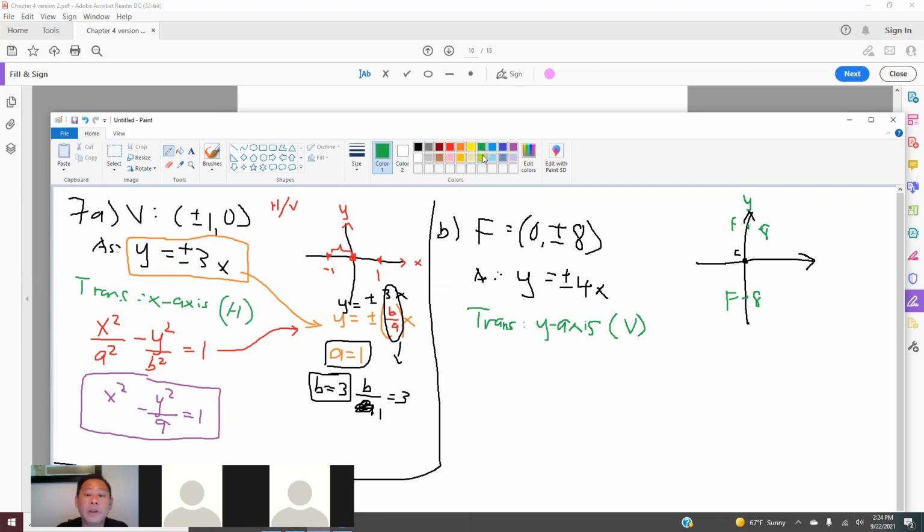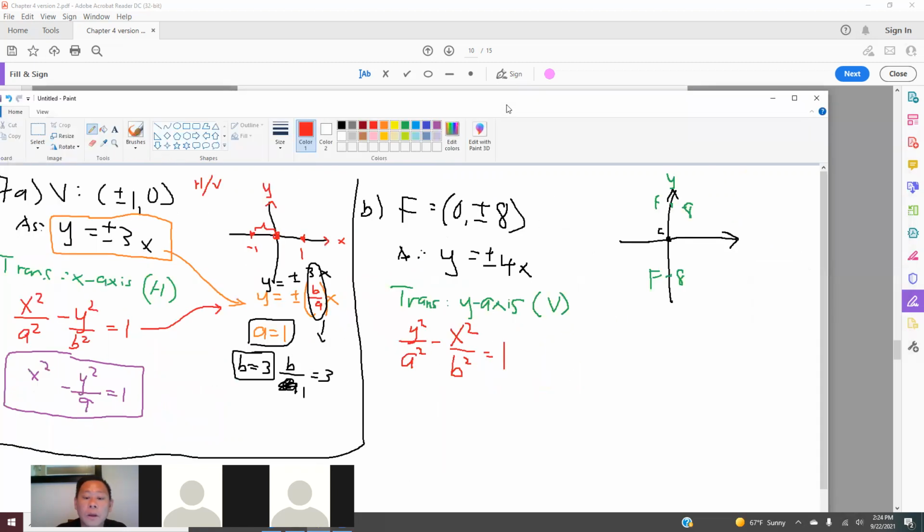So the formula we use, if it's vertical, is the same as this one, you just switch your y and x around. So it'll be y squared over a squared minus x squared over b squared equals 1. The good news is we know the distance of the foci. What is that symbolized by? A, B, or C?